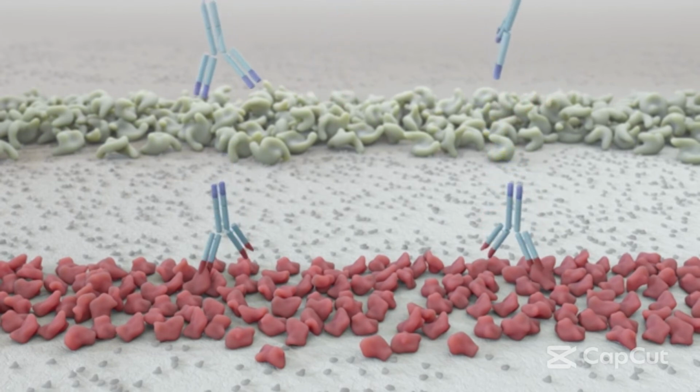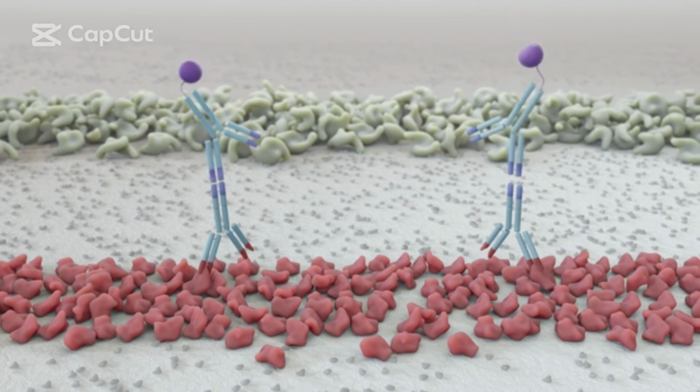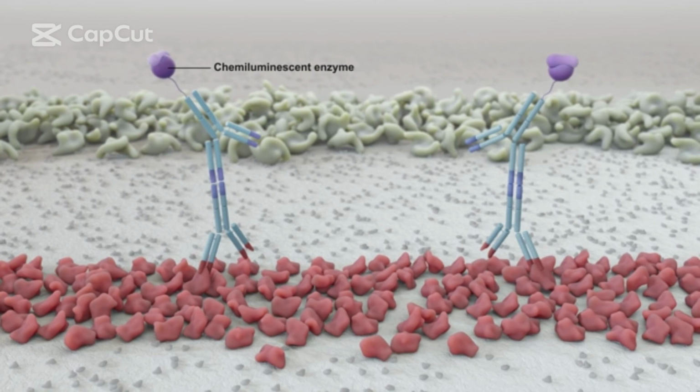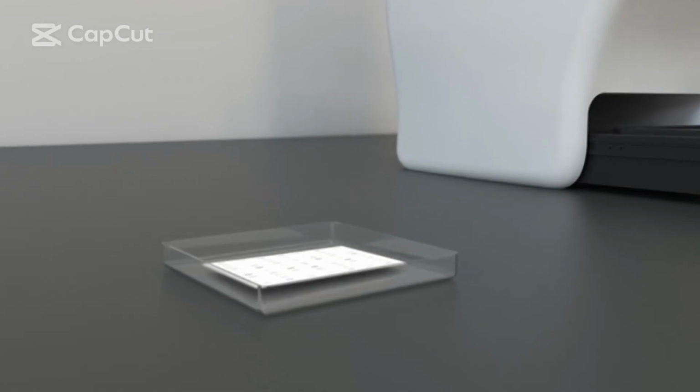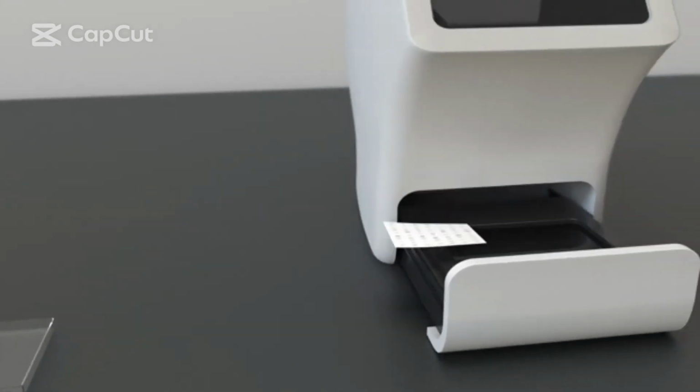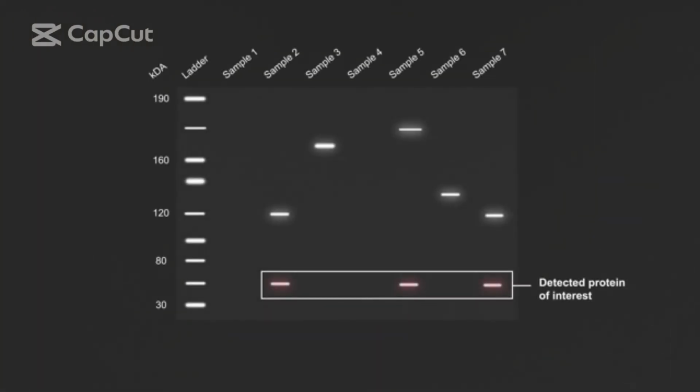Finally, secondary antibodies that are typically conjugated to a chemiluminescent enzyme are added along with the substrate. The resulting light output is analyzed using a digital image processor. This allows for both detection and relative quantification of specific proteins.